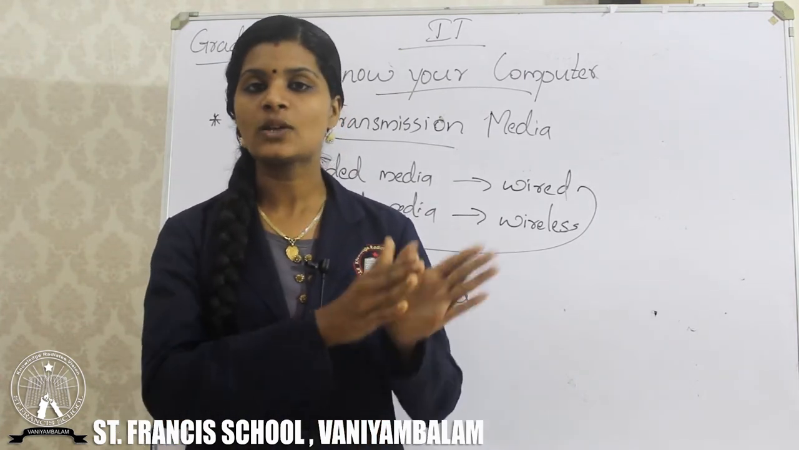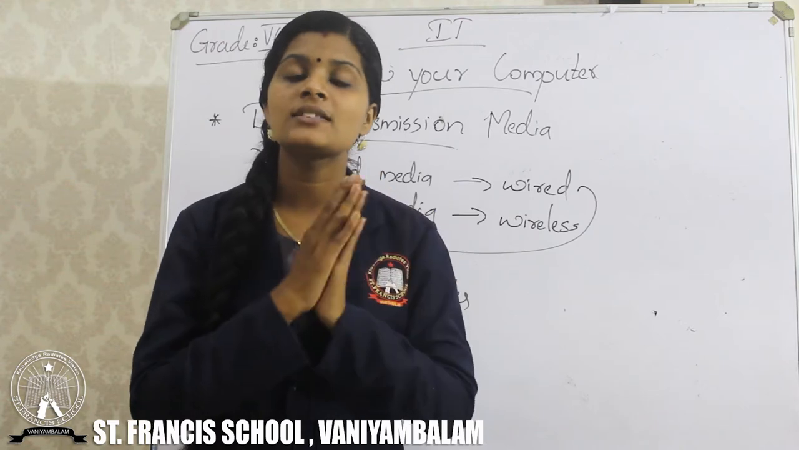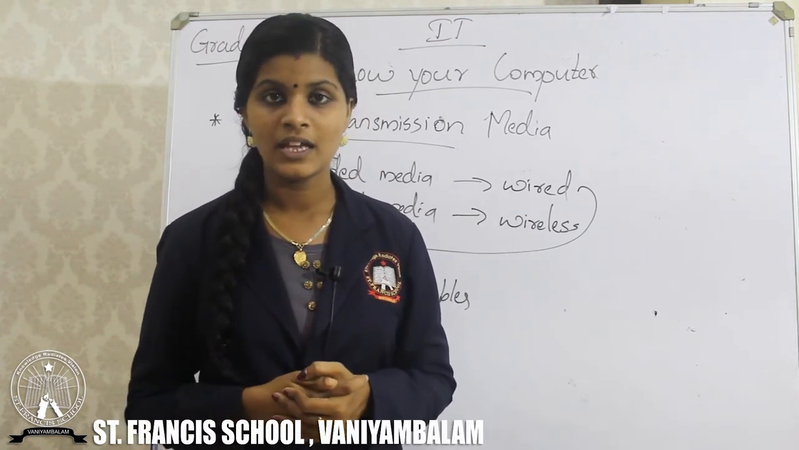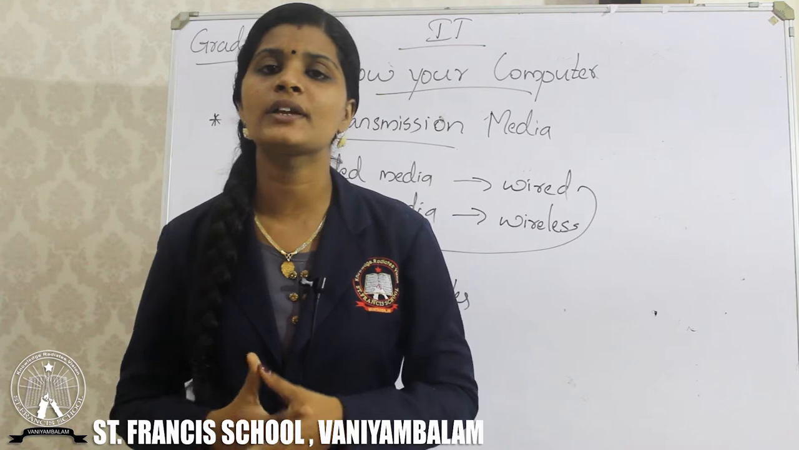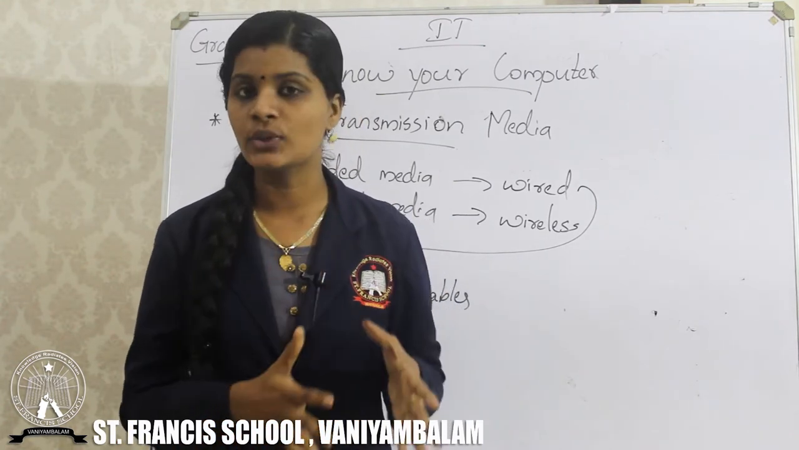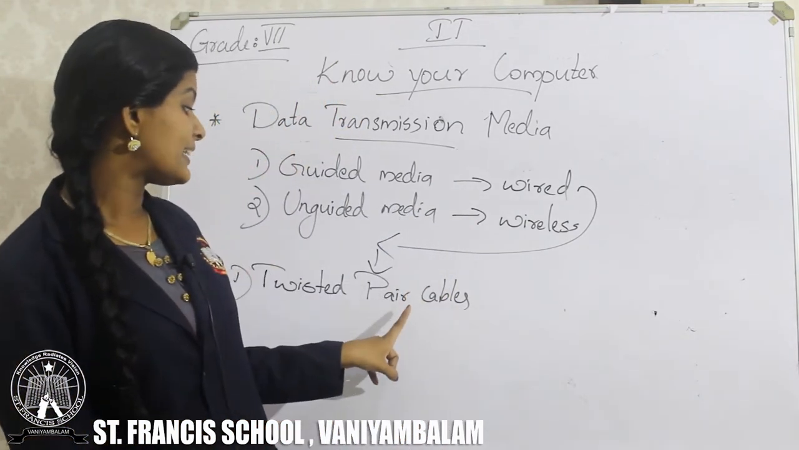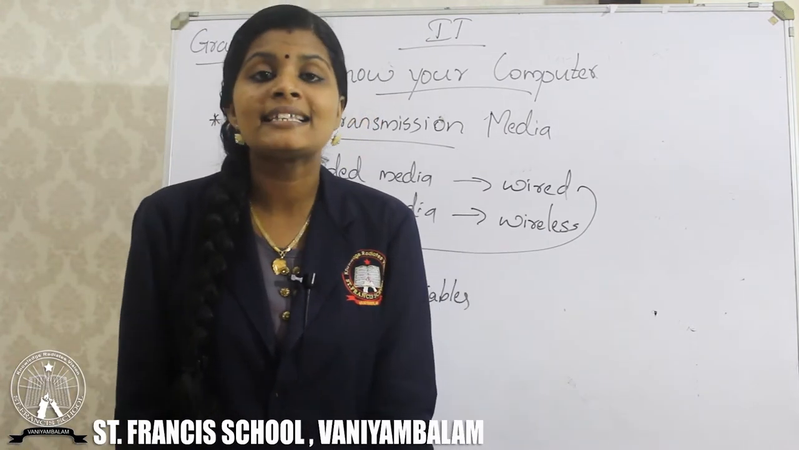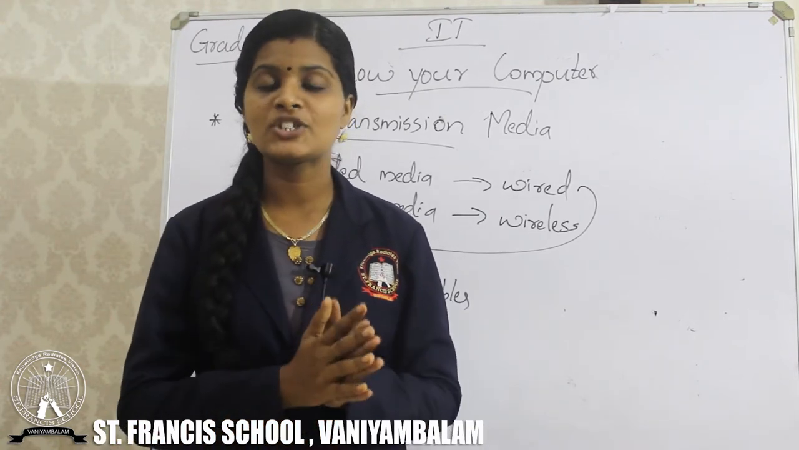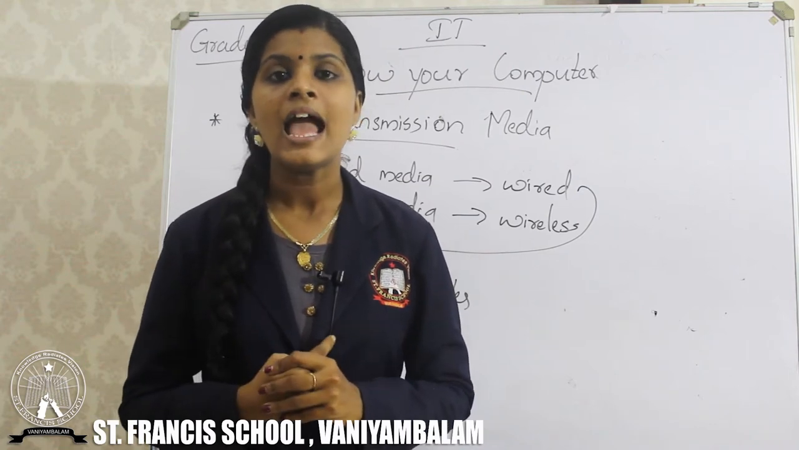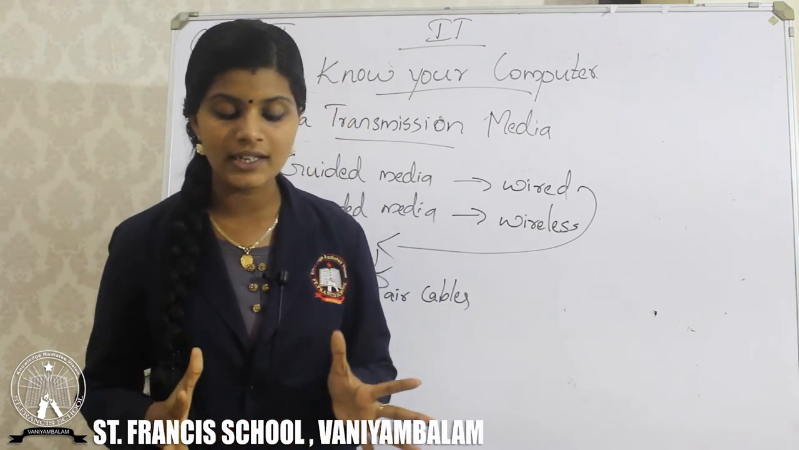Another specialty is that it is the oldest media used. Twisted pair cables are the oldest media used for transmitting our network. The wires are twisted, and it is also very cheap in cost. Once again, children, by looking into your textbook it is clear: twisted pair cables, the first guided media, the oldest media we have used for transmitting our network. The specialty is that the wires are twisted, and it is mostly used for our telephone network. In the textbook it is clear with the picture.